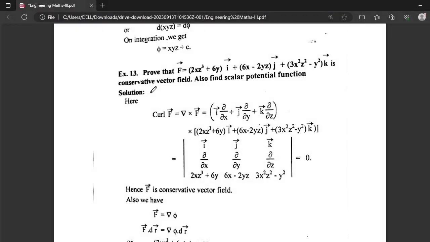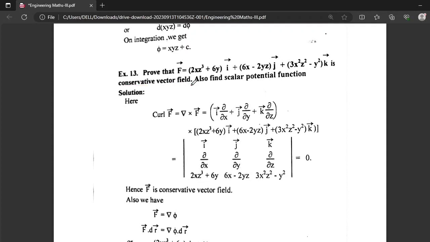Next question of the topic line integral is question number 13. Prove that the vector F equals (2xz³ + 6y) i vector + (6x − 2yz) j vector + (3x²z² − y²) k vector is a conservative vector field. Also find the scalar potential function.